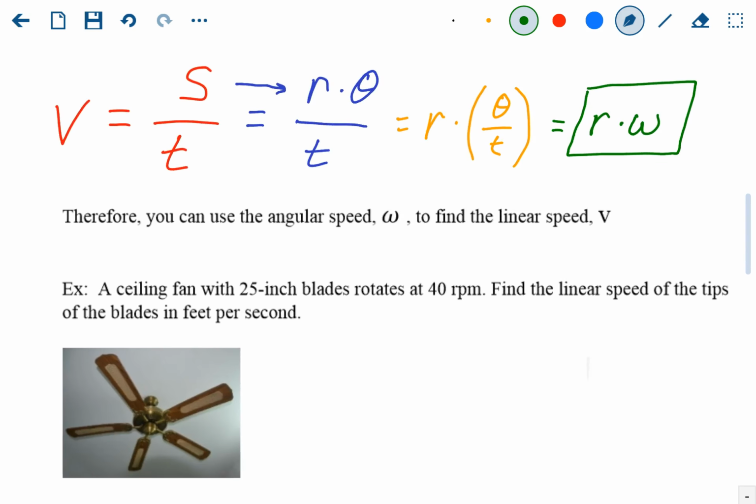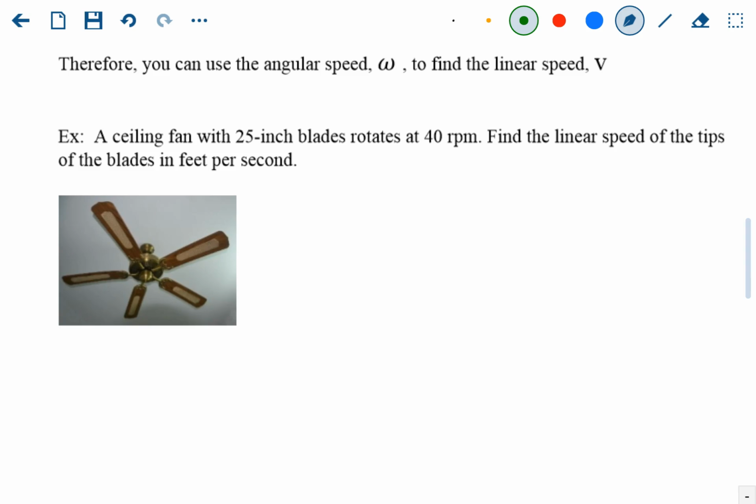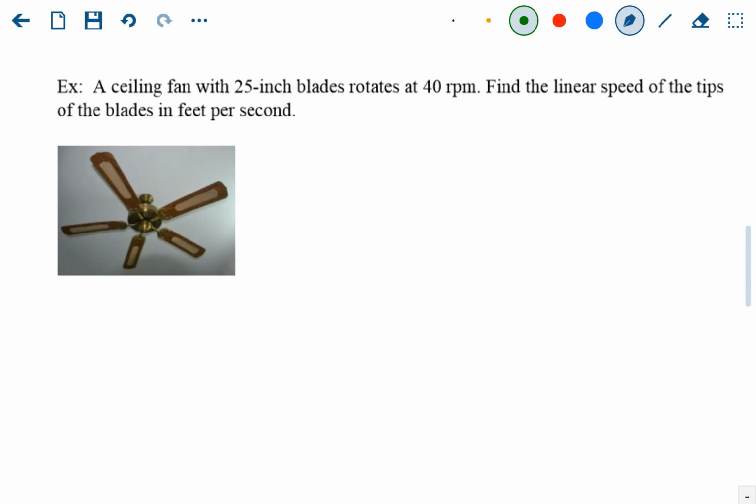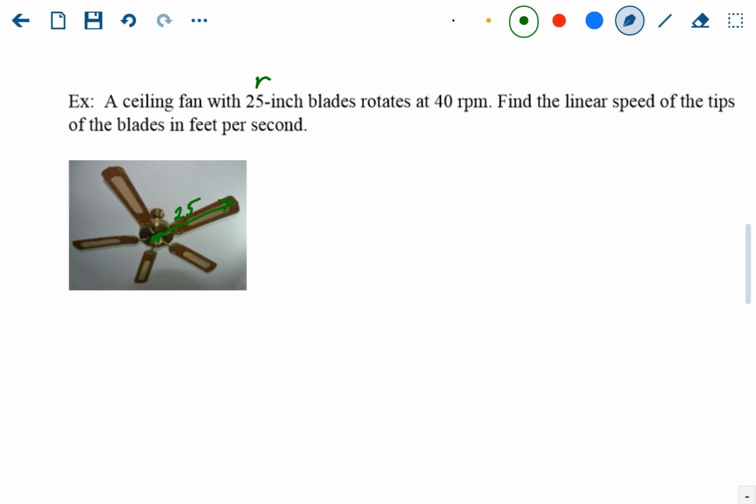All right, and then just one example of doing a problem like that. A ceiling fan with 25-inch blades. I've got a picture of my ceiling fan here. Each blade is 25 inches. That means it has a radius of 25. So that's our R. It rotates at 40 RPM, 40 revolutions per minute.